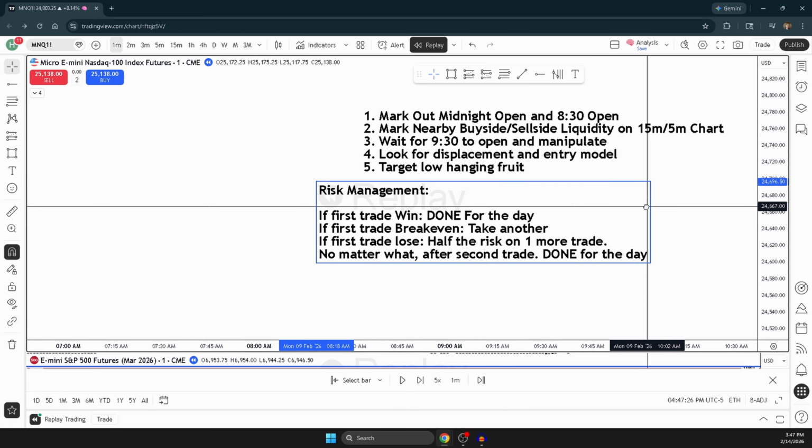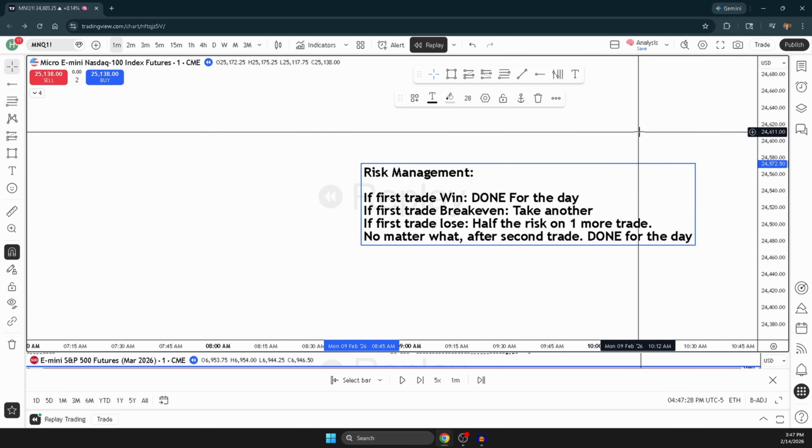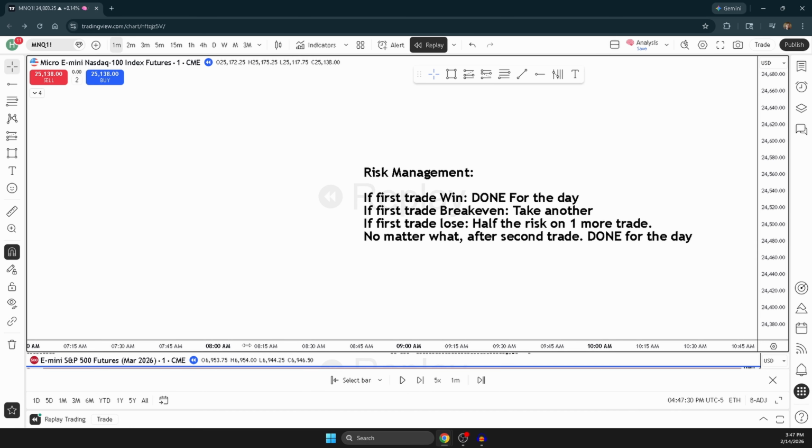Let's look at our risk management rules here. So you take your first trade. If you win, you're done for the day. That's what makes the strategy so good, because you don't have to focus for very long. You just have to nail your first trade and then you're done. And that compounds very well.